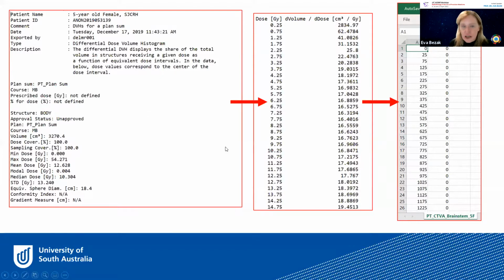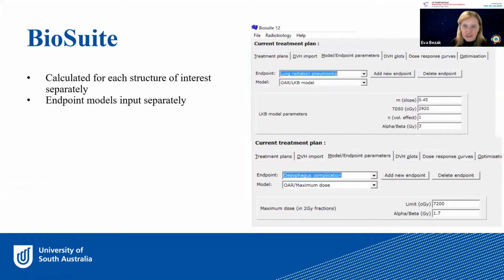From any treatment planning system, whether it's Pinnacle, Eclipse, or Research, you can export your dose volume histograms as differential dose volume histograms, and you can export them either as text files or bring them into Excel spreadsheets. This is really what the BioSuite software graphical user interface looks like.